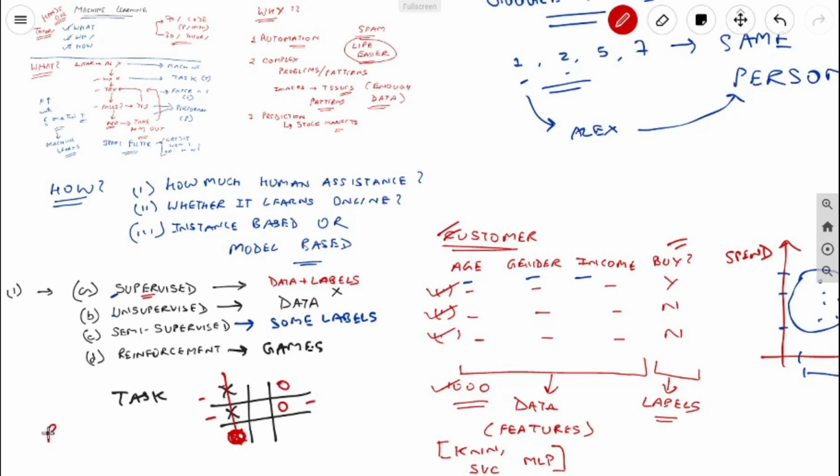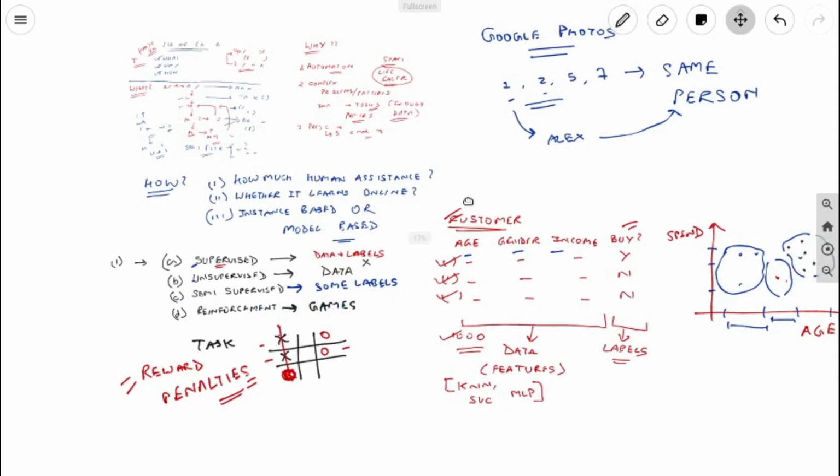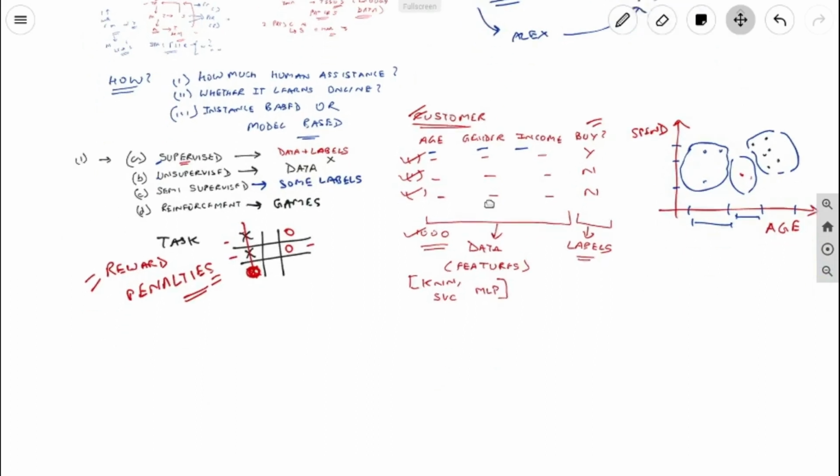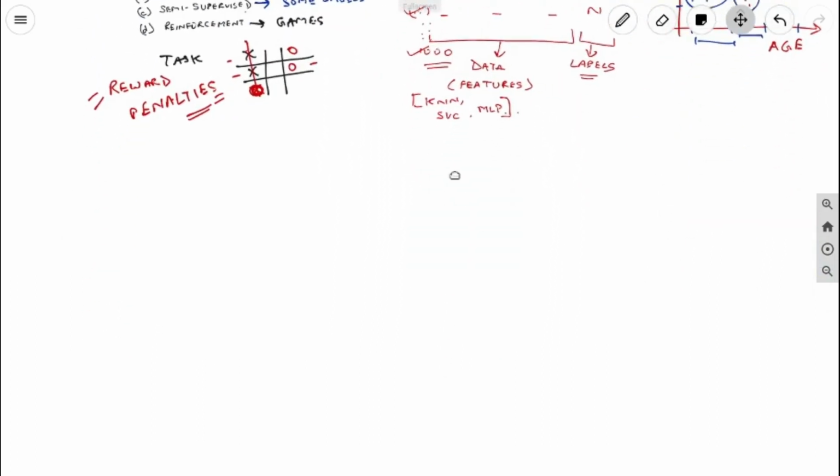So in a reinforcement problem, we have something called rewards and something called penalties. The aim is to maximize rewards and reduce the penalties. That is how reinforcement learning works. Okay, so that was the first criterion of classification, based on how much human assistance is required. Next we can move on to the rest of the classification.